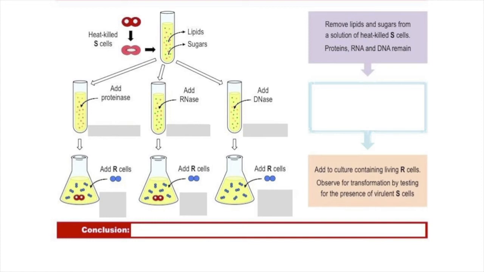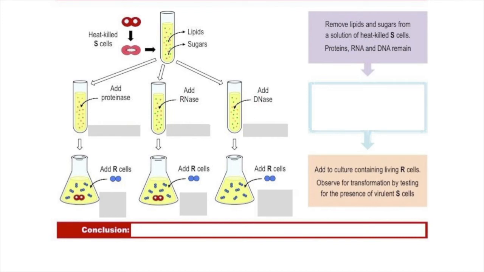For the following, they wanted to analyze between RNA, DNA, and protein. If they add enzymes to destroy a specific substance at a time, they can essentially determine what specifically causes that transformation. So the idea here is if they remove lipids and sugars from a solution of heat-killed S cells, the proteins, RNA, and DNA remain, so that's what's contained in all of these test tubes that they have.